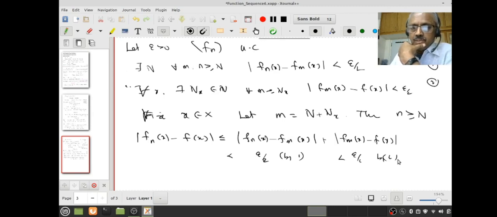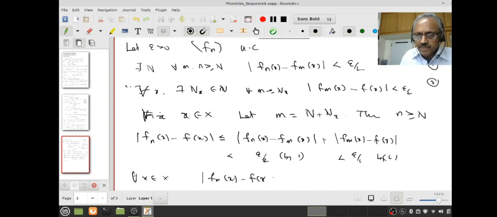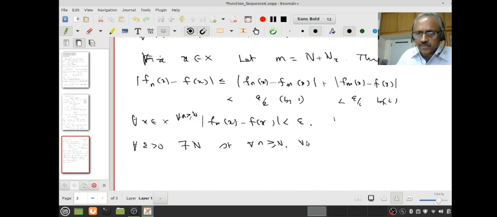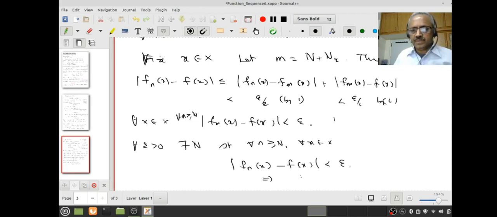So what do you think I have proved? For any given x, therefore I have proved for every x in capital X, mod fn x minus fx is less than epsilon for all n greater than or equal to capital N. You understood that? That means given epsilon positive, there is a natural number N so that for every n greater than or equal to capital N and for every x in capital X, I have proved mod fn x minus f of x is less than epsilon. That means fn converges to f uniformly on X.